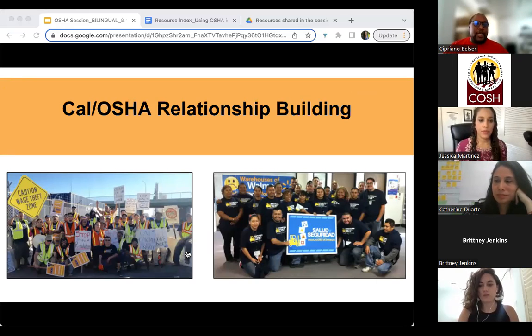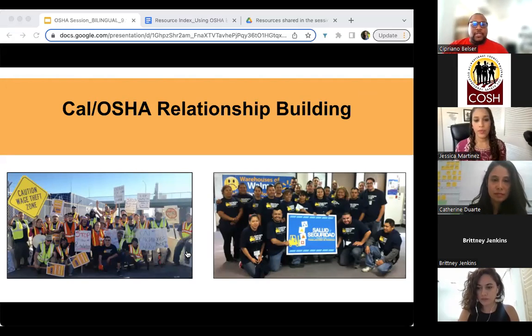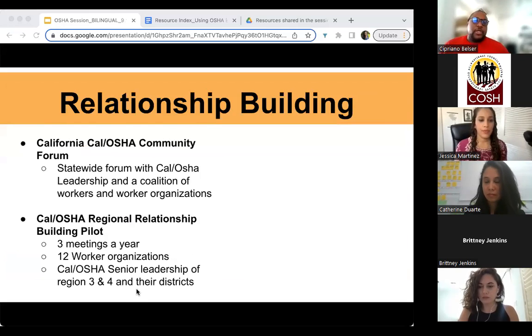I'm going to give you 2 examples of some of the major ways in which we've been able to engage with that over the past few years in our organization. Next slide. So those 2 examples, one is a statewide example.